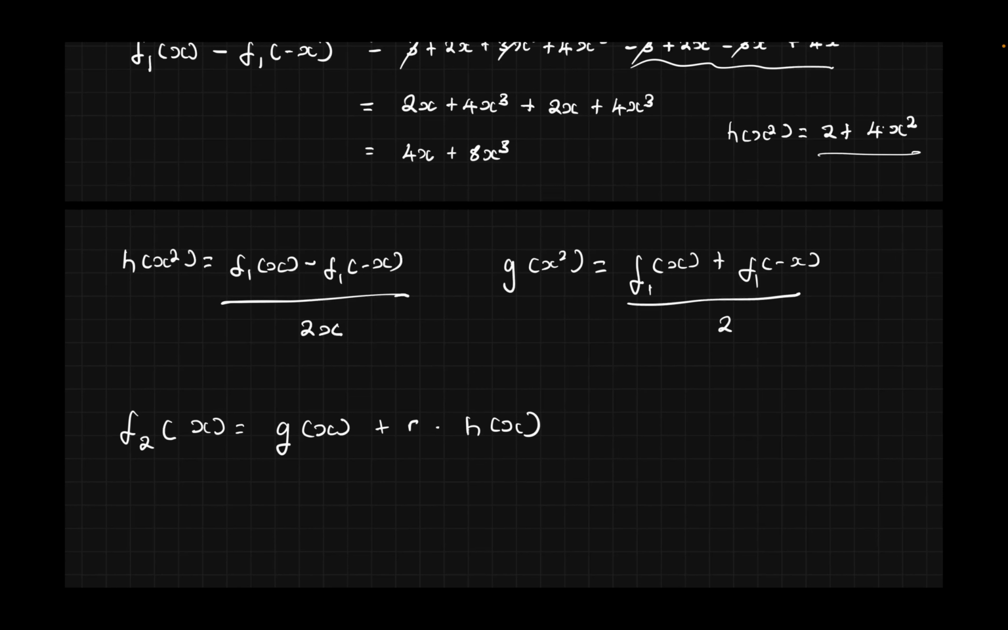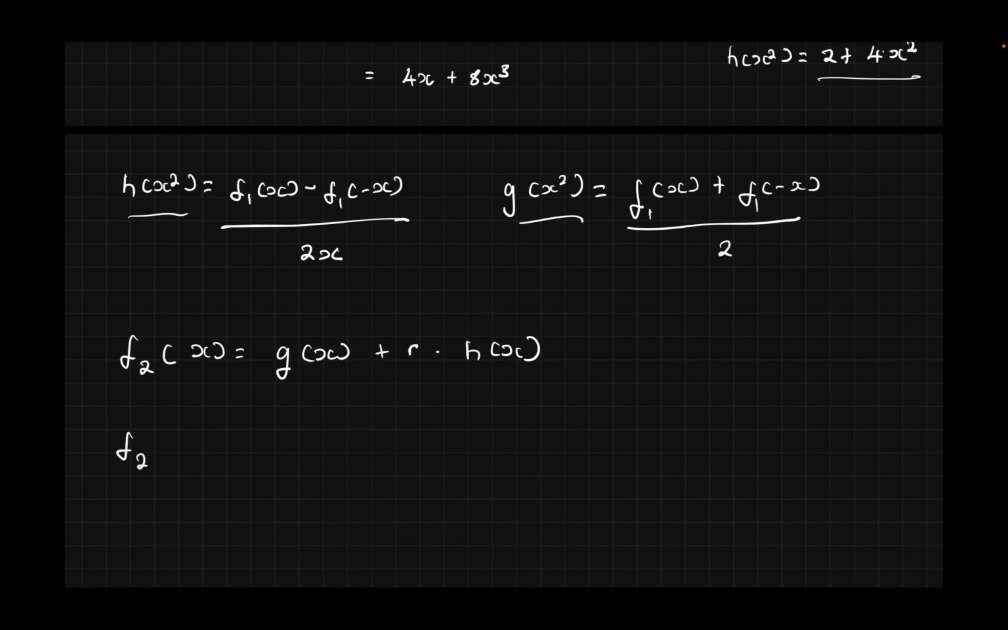So we have a formula for g of x squared and h of x squared. So what this means is that our f2 of x is going to be g of root x plus r times h of root x. Does this make sense? Root x or root x squared? No. How do you root one of the two equations? It's a g of x.